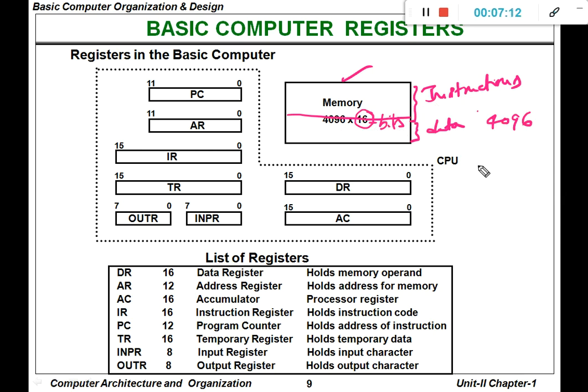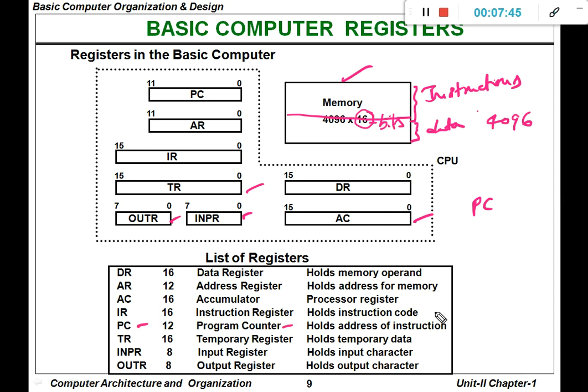Okay. So among these registers, we discussed the TR. TR represents the temporal register. We discussed the AC. We discussed INPR. So what about the remaining registers? Let us discuss. One more very important register is known as the PC. PC means program counter.